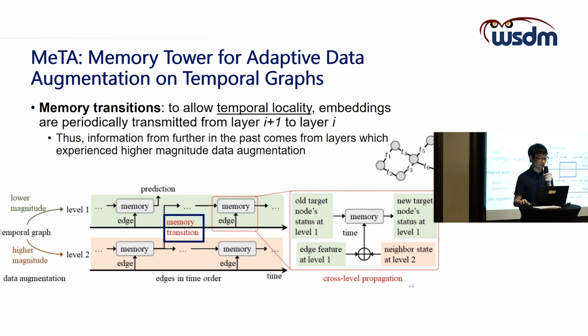And so the same is true for temporal locality. We have a similar approach to enforce temporal locality, using something called memory transitions, where the embeddings are periodically transmitted from layer I+1 to layer I. So for a given node, every k memory updates, we periodically transmit the embeddings from layer I+1 to layer I. The purpose is that information from further in the past will then come from lower layers of the tower, which experienced higher magnitudes of data augmentation. So it's basically a very similar idea.